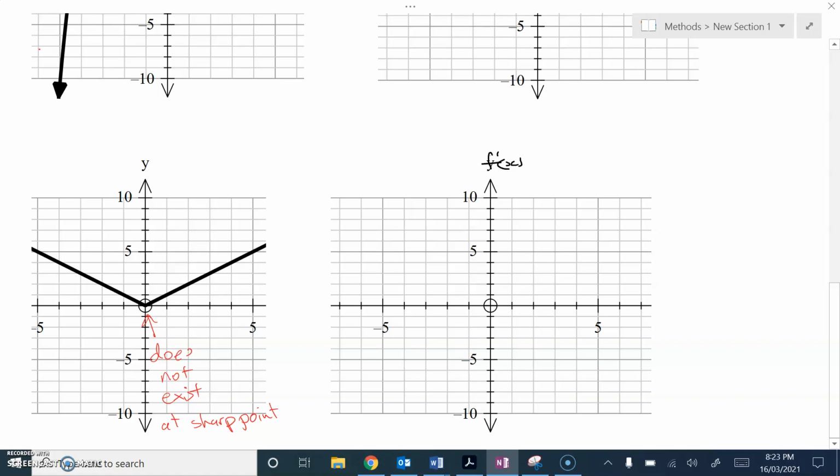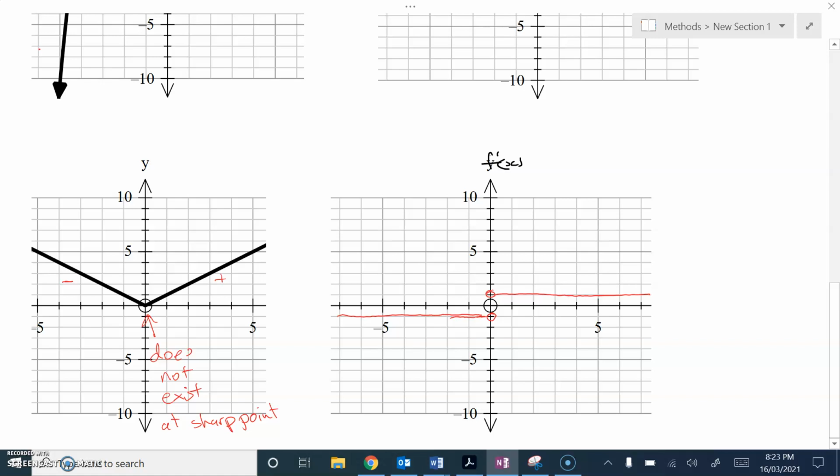Now I look over here, this part's negative, but it's a constant, it's a straight line negative. So the gradient is going to be the same all the way along. Now notice when I get to 0, I'm going to draw an open circle to say that gradient can't exist at that point. This part's positive. Again, I'm going to draw an open circle and have a constant straight line.